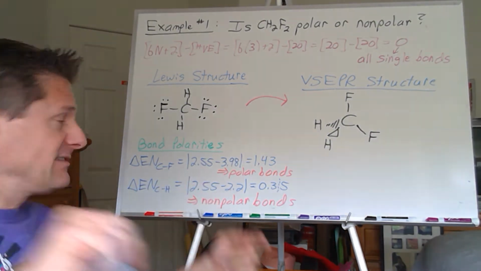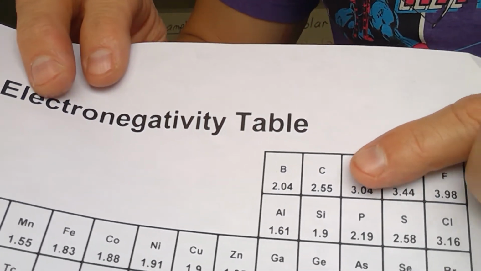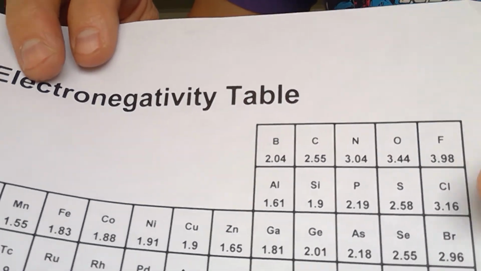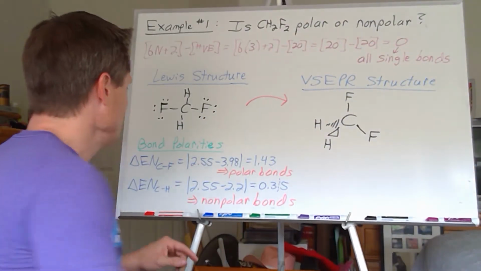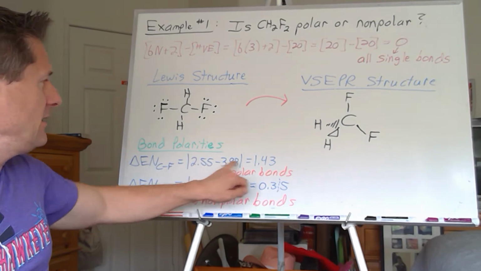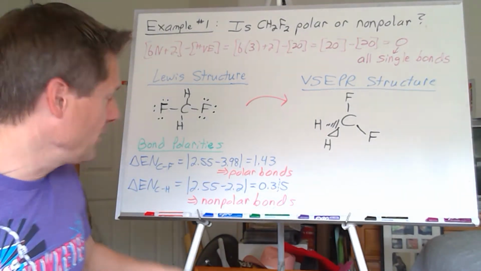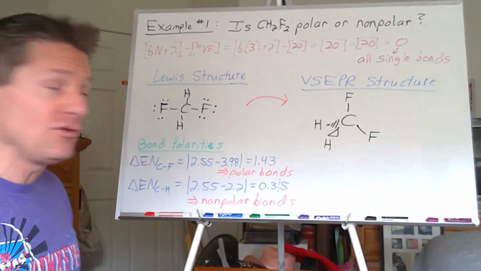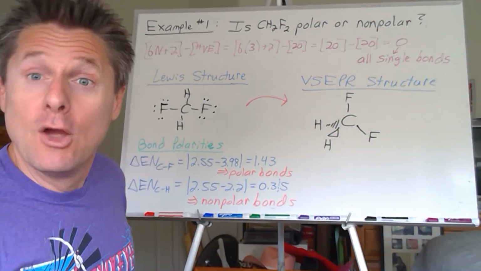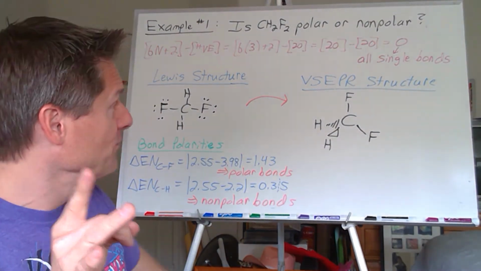Look on your electronegativity table. Carbon, of course, is 2.55. Fluorine is 3.98. Hydrogen's 2.2. Okay, so if you take fluorine minus carbon, you get 1.43. Those are polar bonds. Oh, it could be a polar molecule. Carbon-hydrogen is 0.35. That's less than 0.4, so those are non-polar bonds. Doesn't matter. We have polar bonds, so this could be a polar molecule if it's asymmetric.